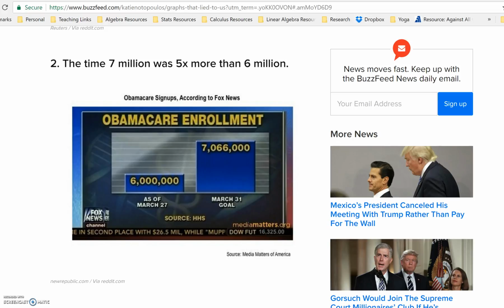This one shows a Fox News graph with Obamacare enrollment as of March 27th, and then their goal for the 31st. 7 million to 6 million. And you can see even here in this title, 5 times, that's the area of this. It's almost 5 times more, as large as this. I think it looks like 3 times. I think, you know, BuzzFeed is getting a little liberal with that amount there, a little alternative facty on that amount. But it looks like it's almost 3 times as much. Like, we've only gotten 1/3 of the enrollment necessary, when in reality, they're missing 1/6 of the enrollment, or 1/7 of the enrollment that they wanted.